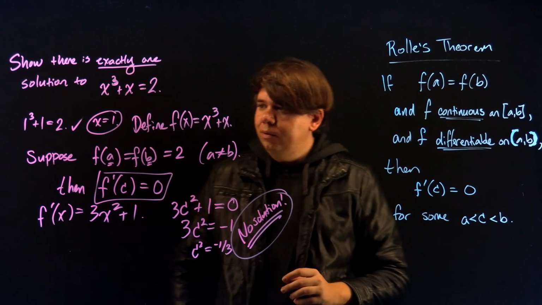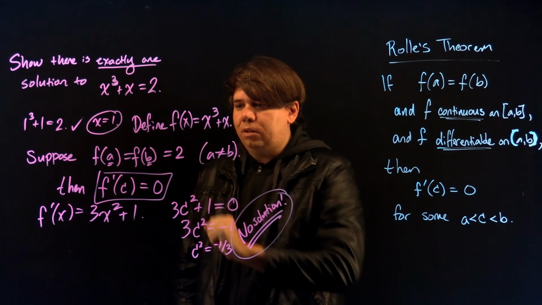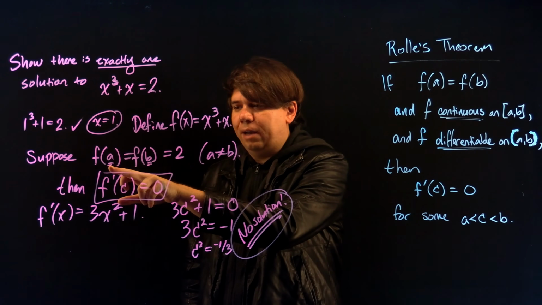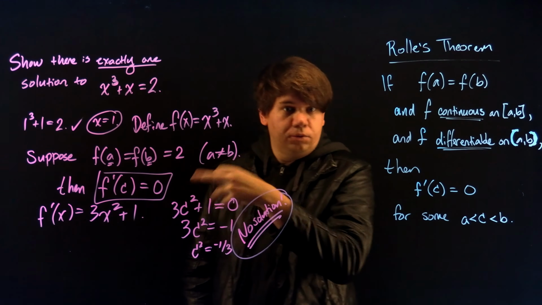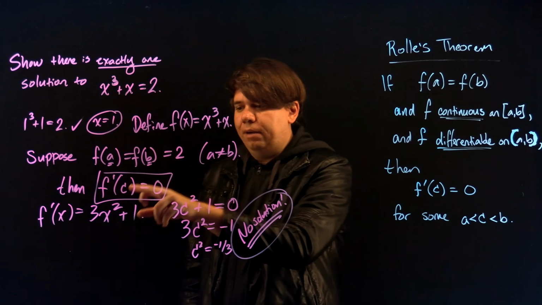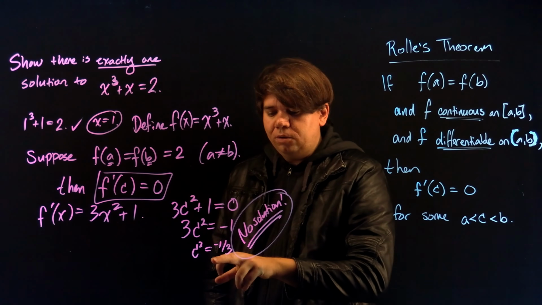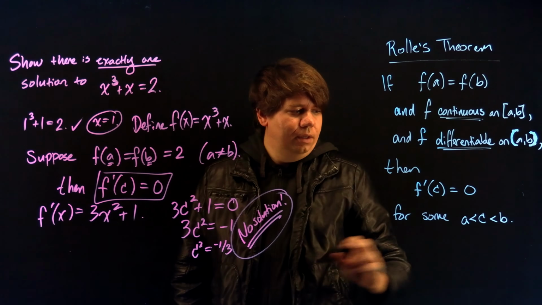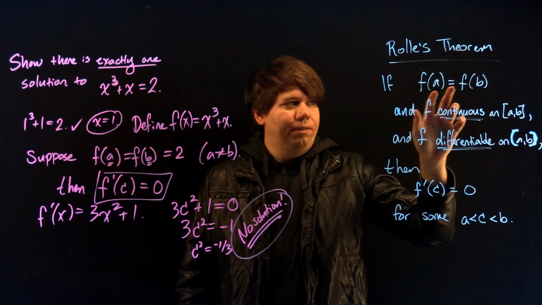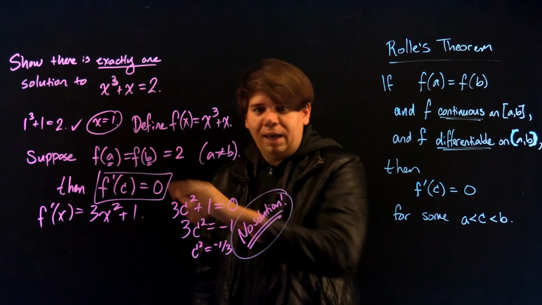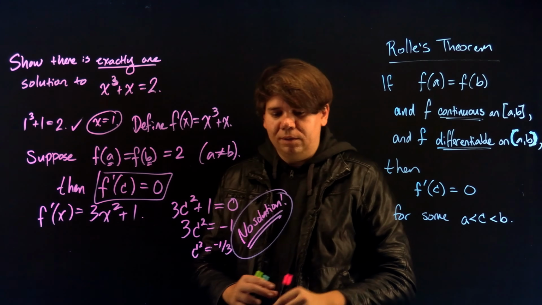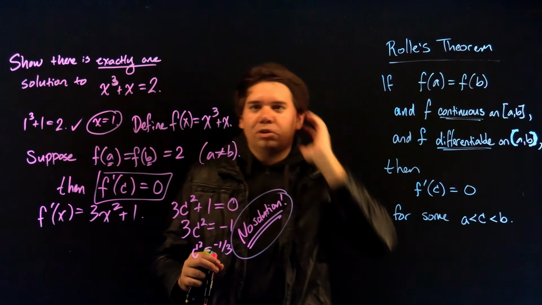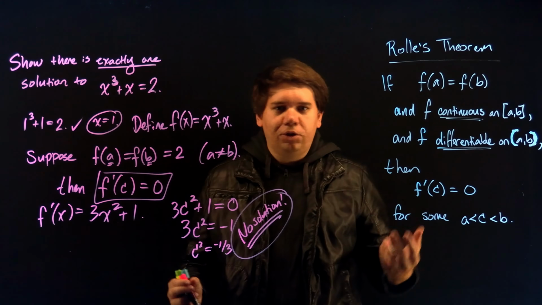So just to review, we said if there were two solutions, then we have somewhere f of a equals f of b, they're both equal to 2. But then the derivative has to be 0, but there's no solution to the derivative being 0. So the assumption that f of a equals f of b is false, so we can't have two different solutions to this. Okay, it's kind of a strange way of reasoning, but hopefully this shows you some of the power of Rolle's theorem.